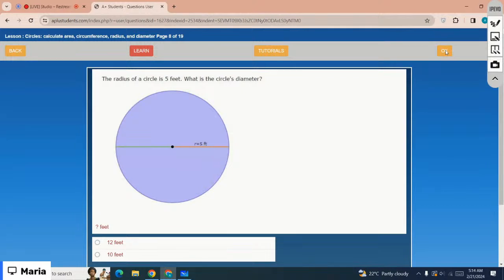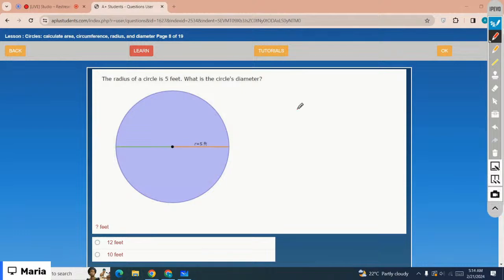If you still have a question, you can just tell me which question it is. I will explain again. The radius of a circle is 5 feet. What is the circle's diameter? You are given the radius now. You need to calculate the diameter, right? So diameter is twice the radius, right? You are given the radius, that is 5. You have to do 2 times 5, and 2 times 5 is 10 feet. That means the diameter of the circle is 10 feet.